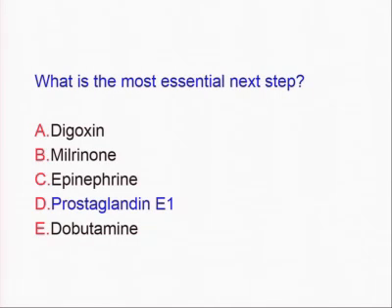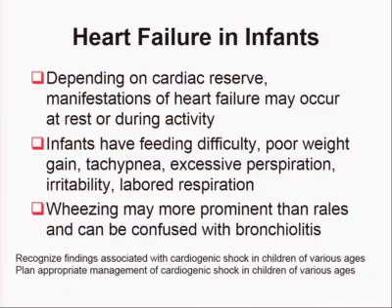So the answer is prostaglandin E1. And what they want you to know is to recognize findings associated with cardiogenic shock in children of various ages and plan appropriate management for these patients. So going to the first page, heart failure in infants can mimic bronchiolitis, except now look for the liver. The liver span is important because in bronchiolitis you can have the liver being pushed down, so the span's important, and that was a clue.